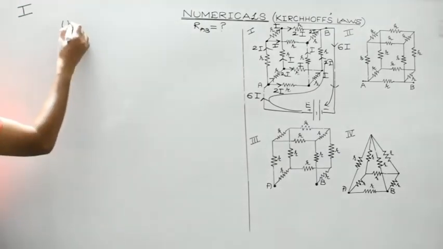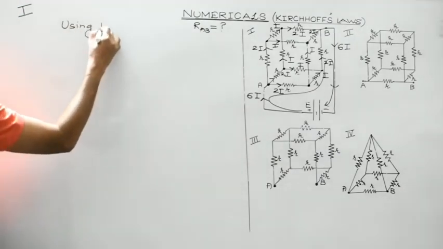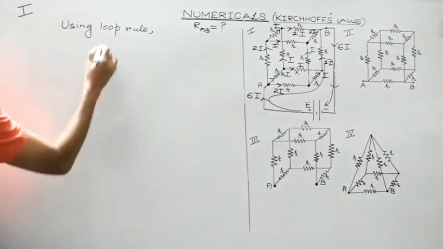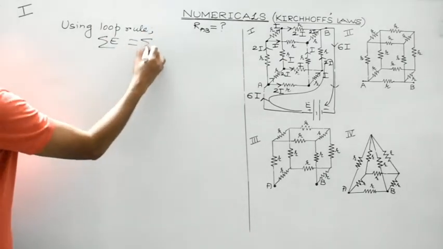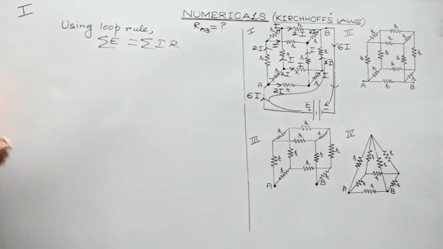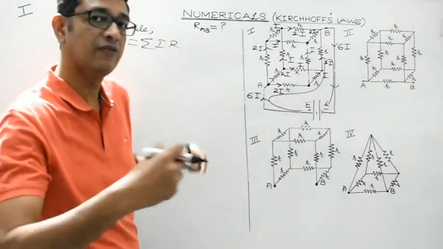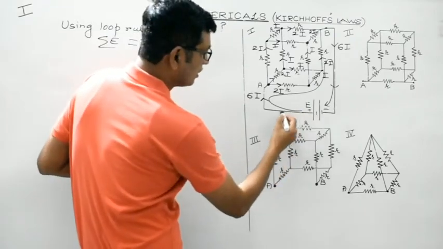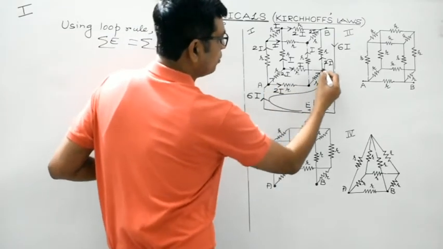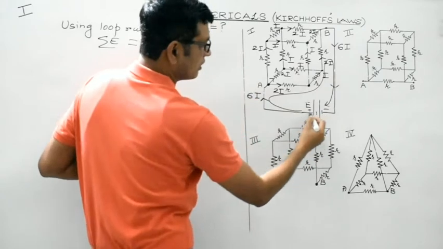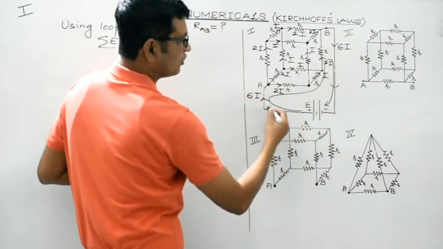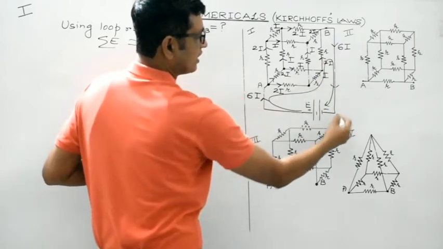So, using the loop rule, we are aware that the algebraic sum of EMFs is equal to the algebraic sum of the products of the resistances and the currents flowing through them. So, students, we are considering this particular closed loop, right? And in the clockwise direction. This is the loop I am considering, and that too in the clockwise direction.